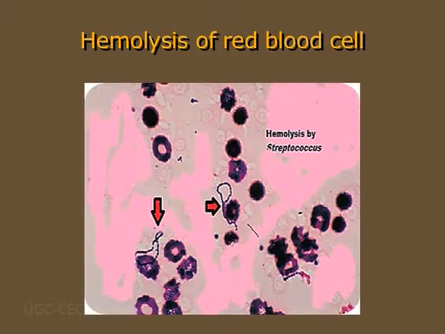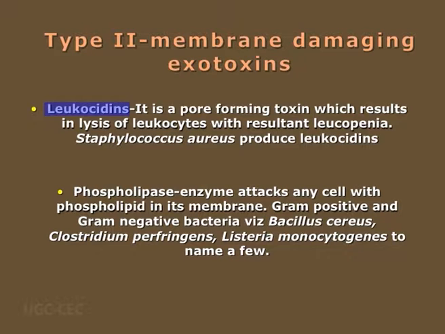coli or Aeromonas is added to these cultures or to red blood cells, they can cause lysis of the red blood cells and can cause unwanted anemia. Another thing is leukocidins, which are pore-forming toxins which result in lysis of leukocytes, and Staphylococcus is one of the organisms which produce such exotoxin.